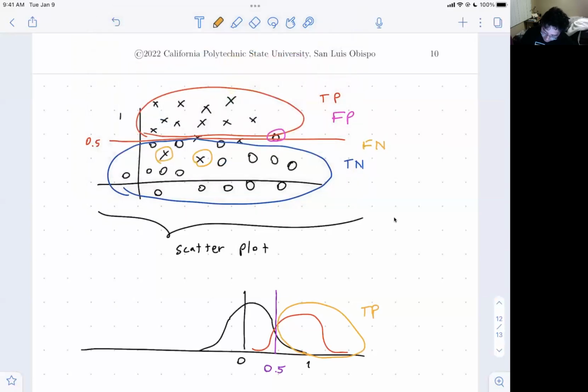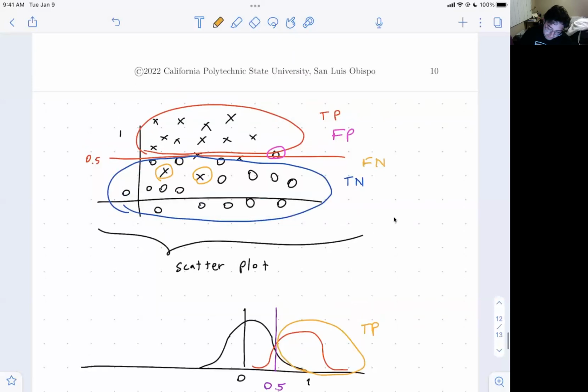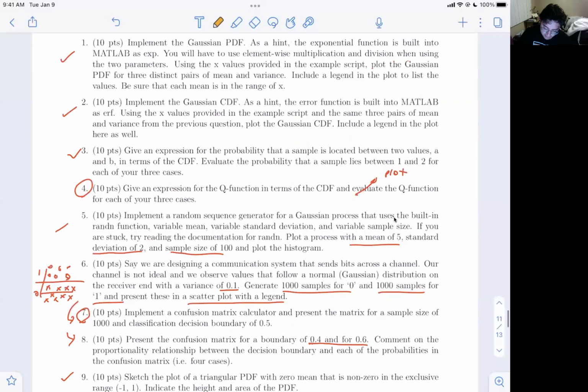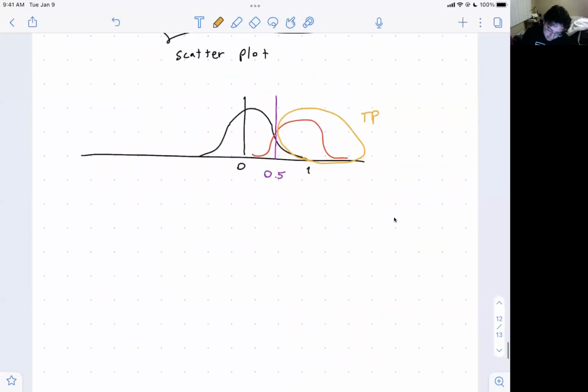So you have your true positives. These are correctly classified because they are on the correct side of the decision boundary. And then here we have the true negatives to the left of the decision boundary that are actually 0. And this lower red tail that cuts through the decision boundary, that's where we're going to have our false negatives. And then likewise, we're going to have our false positives, the black line to the right of the purple decision boundary. And hopefully that kind of clears things up a little bit.